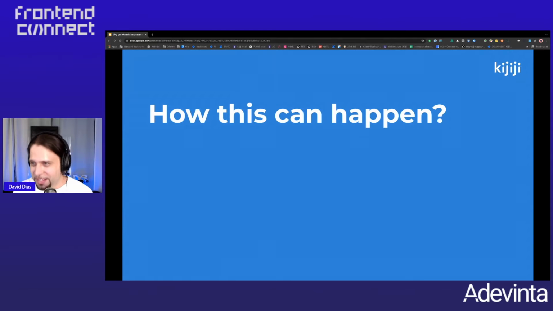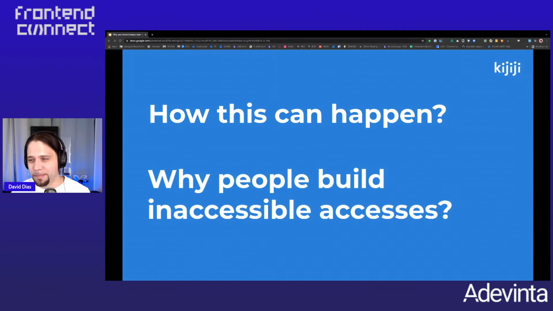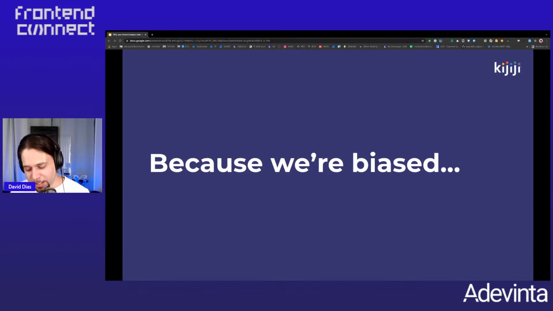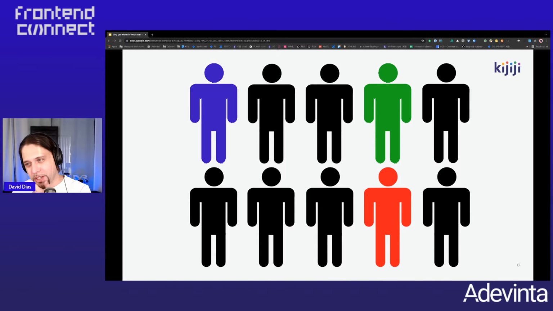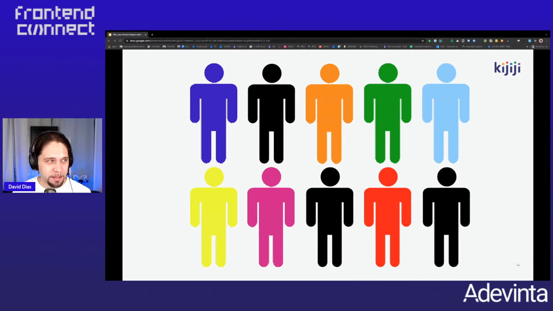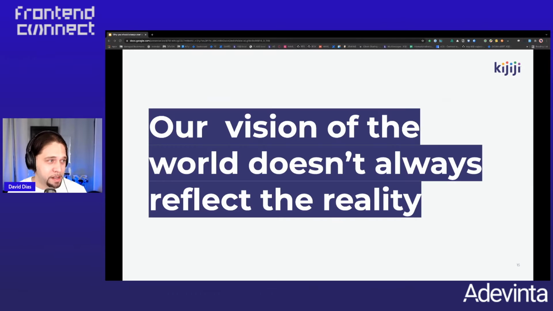So how can this happen? Why do people build inaccessible accesses? And that's maybe because we are all biased. We all see the world being something like that, where actually it may be more like that, or even like that. So our vision of the world doesn't always reflect the reality.